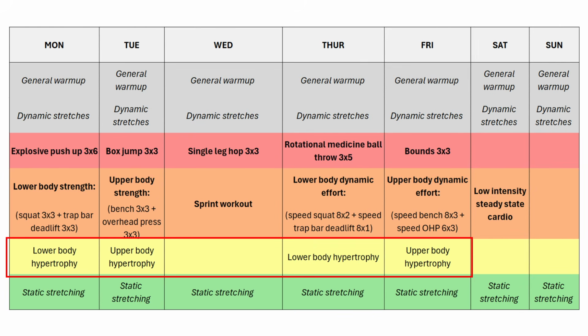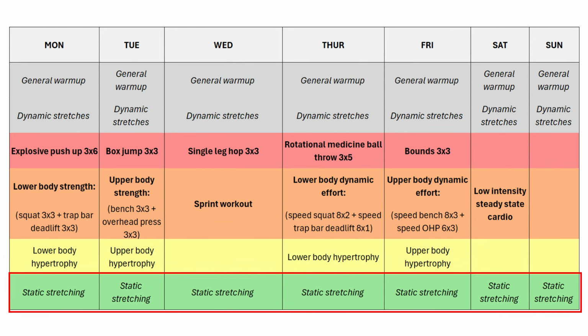Then you follow that strength or dynamic effort work with some hypertrophy work for the specific muscles that you need to work on, like for your sport, or if you have some lagging areas or you need to reduce your injury risk. A great one for sprinters is Nordic curls, as I mentioned earlier. On the upper body days, I would put things like pull-ups and rows in this category as well. And then at the end of all the sessions, you do some static stretching, some foam rolling, whatever you need to cool your body down and get yourself feeling nice and loose.